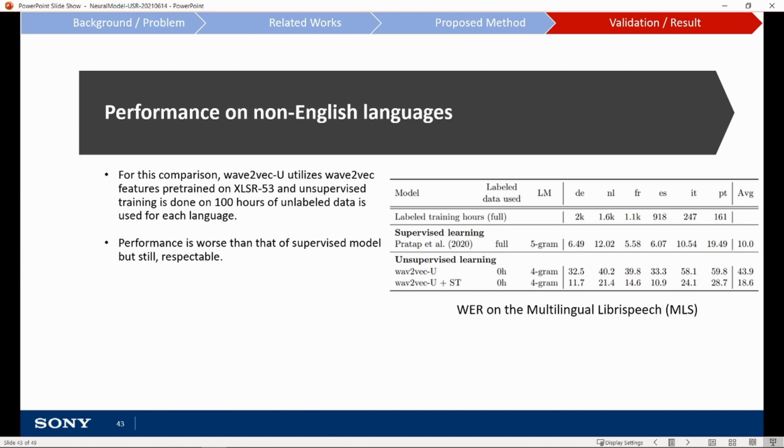So this is the comparison of wav2vec-U on languages other than English, but still a significant amount of data is available for all these languages, as all these are European languages. The performance is worse than the supervised model, but it's still respectable maybe. Especially the performance of the model with self-training is certainly respectable in comparison to the supervised learning based approach.